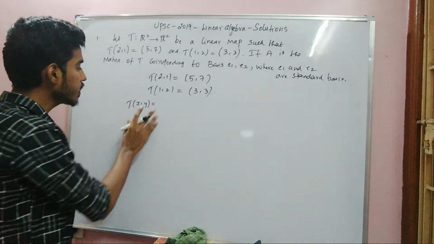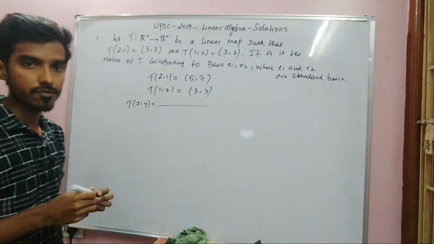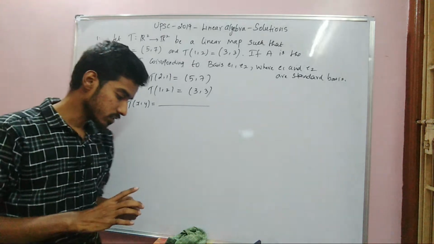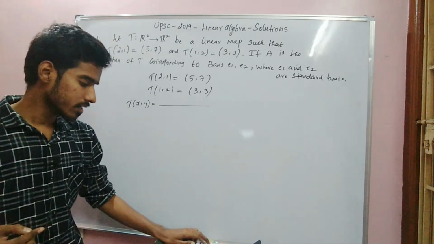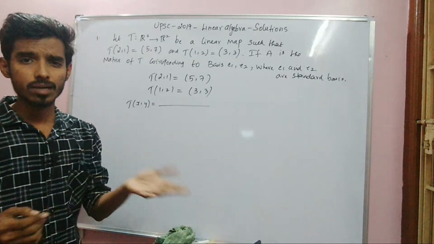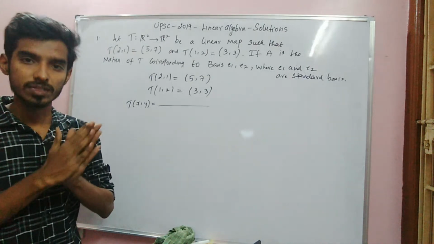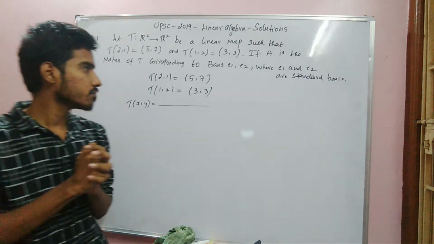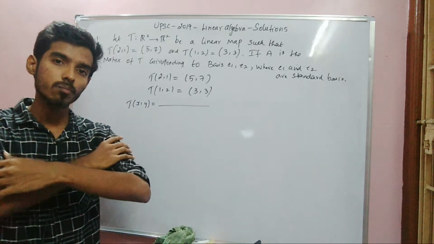So how can we find T of (x, y)? The important thing is, if you know the images of the basis vectors, then you can find the image of any vector that is a linear combination of the basis vectors. I think you know what is meant by basis. First let me give you a quick recap, a quick note about basis.